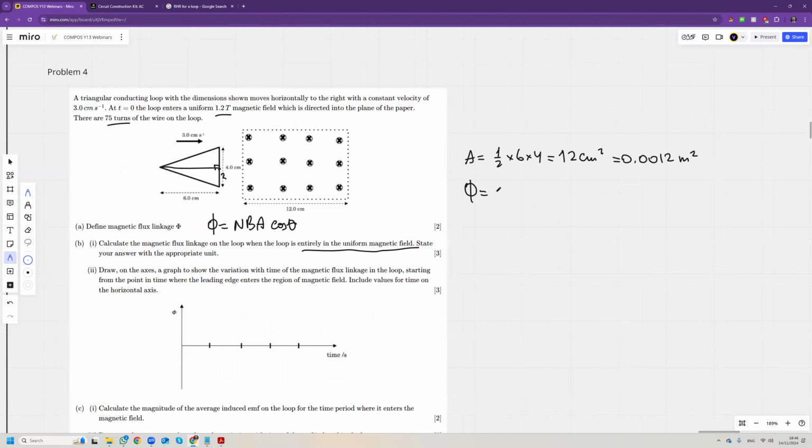Magnetic flux linkage, you know, it's sometimes written like this, N phi. So let's stick to N phi. Magnetic flux linkage is N times B times A times cos theta, which is 75 times 1.2 times 0.0012 times cos theta. Well, it's perpendicular to the loop, so the angle is 0. So cos 0 degrees. And that would be 75 times 1.2 times 0.0012, which is 0.108. And the unit is Weber. The magnetic flux is measured in Webers.